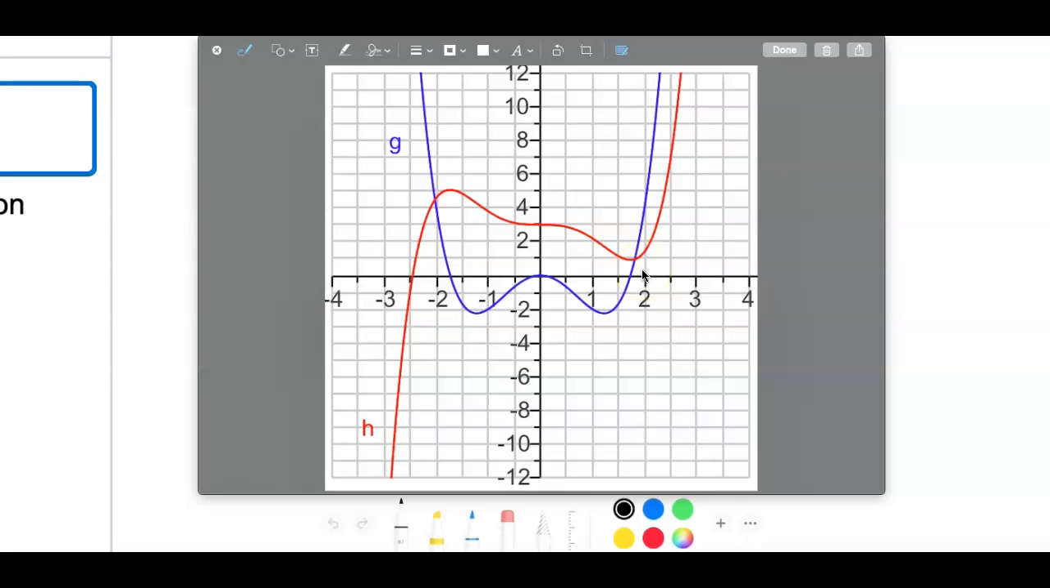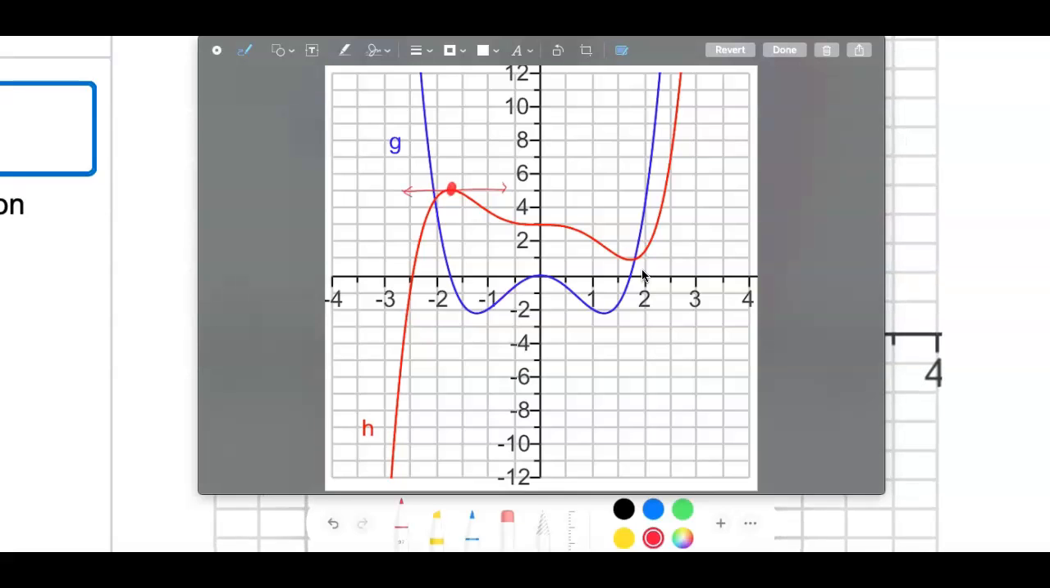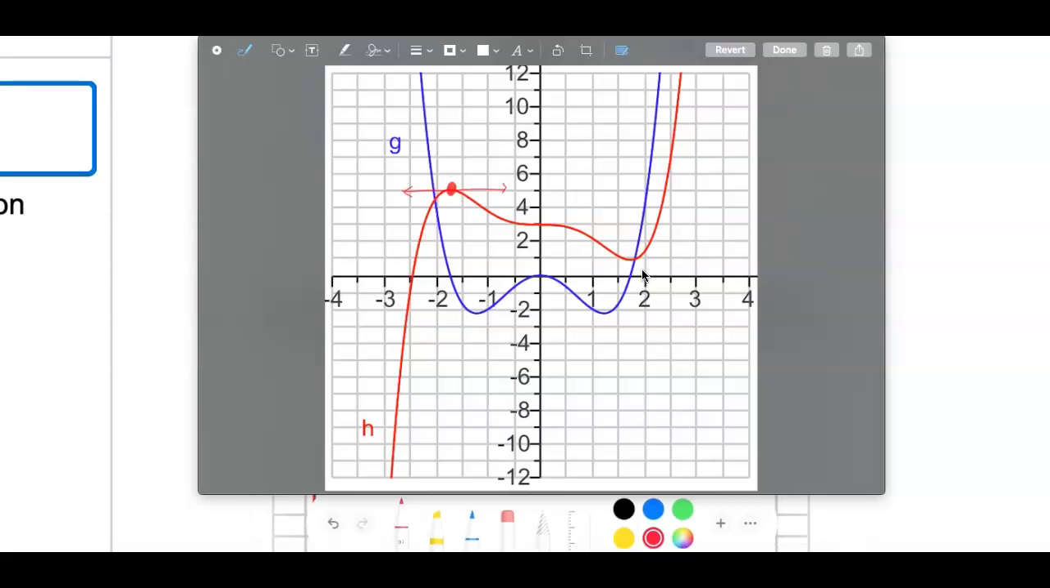Okay, look at this, guys. So, if I'm going to plot some points here, there is a point right there. And the reason I plotted a point there is because the tangent line is going to be horizontal there. I can sketch a horizontal tangent there, which means the slope of the tangent line is 0. I have a relative maximum there.